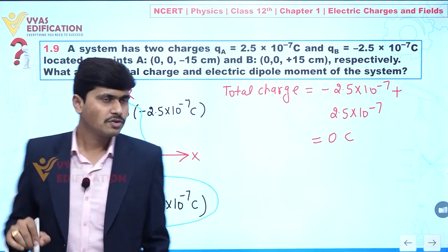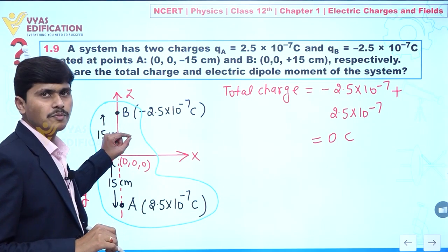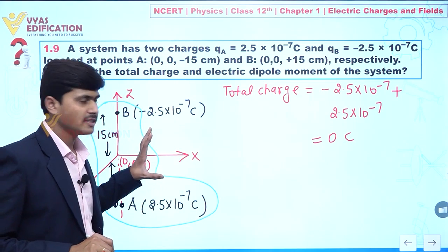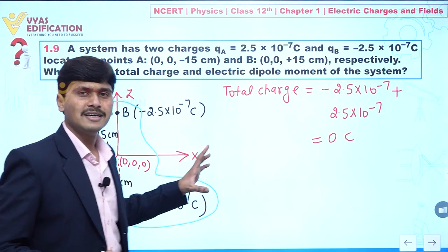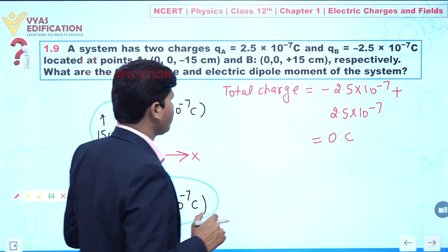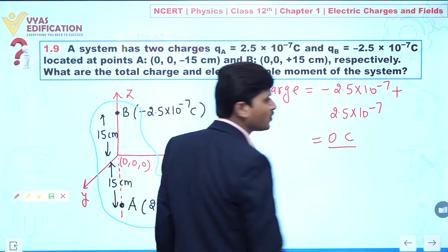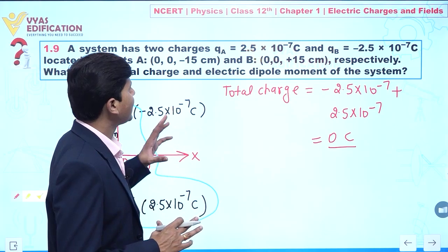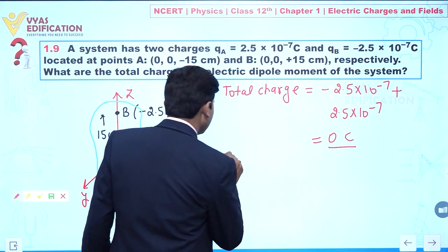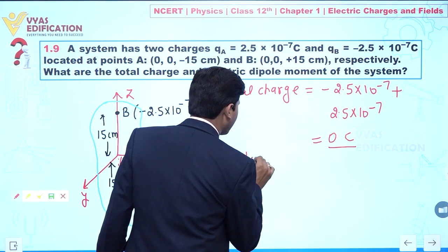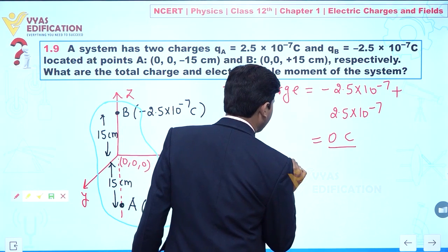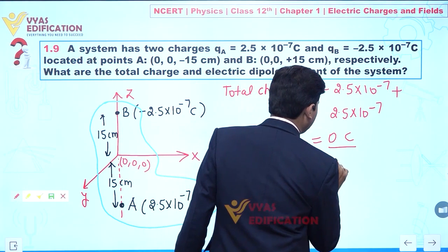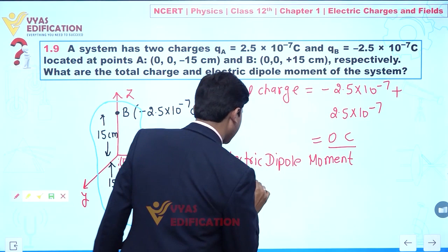Clear? Yes or no? So we can say A and B, we have 2 points, and at these 2 points we place 2 charges, both having the same magnitude but opposite nature. So we have total charge 0 coulomb. But what about the electric dipole moment? Listen carefully. Electric dipole moment is indicated by P.